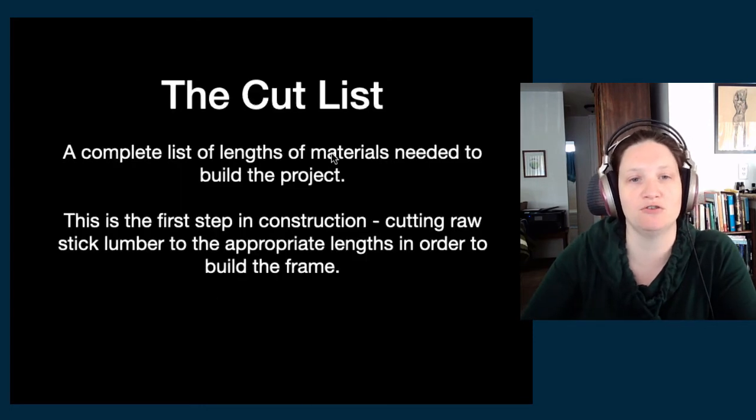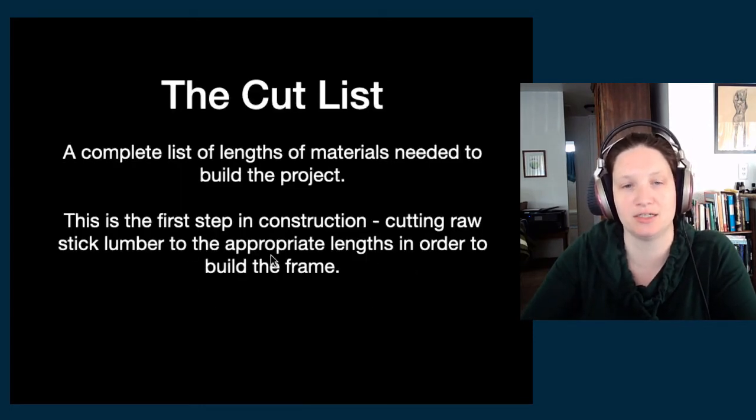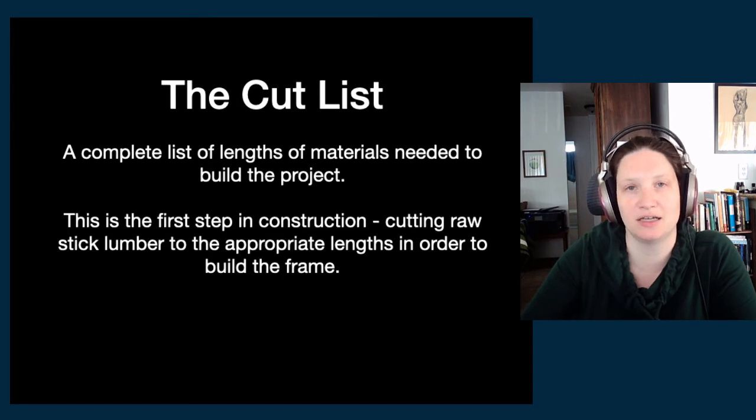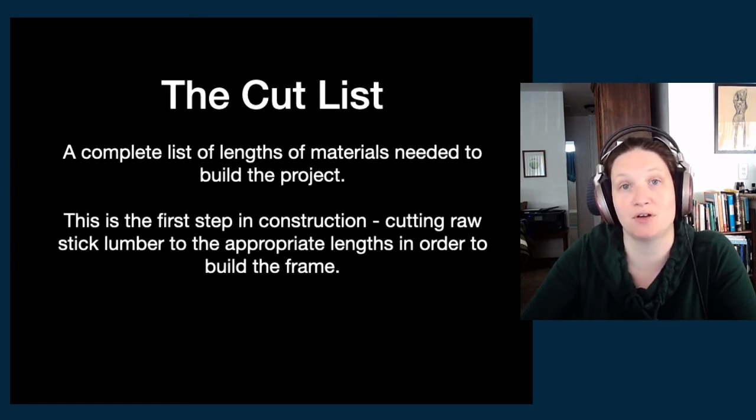So we start by creating this cut list. We're going to cut the raw stick lumber to the appropriate lengths in order to build the frame. And before we cut it, we make a list of it. This is like the step before measure twice, cut once, right? When we actually go to cut lumber, we want to make that measurement twice so that we are double checking we've got it right before we start cutting into the wood so we don't make mistakes.